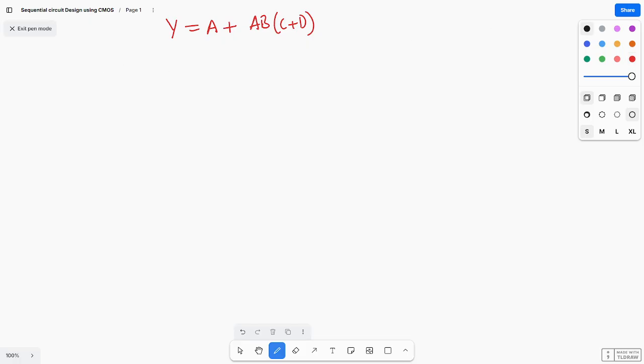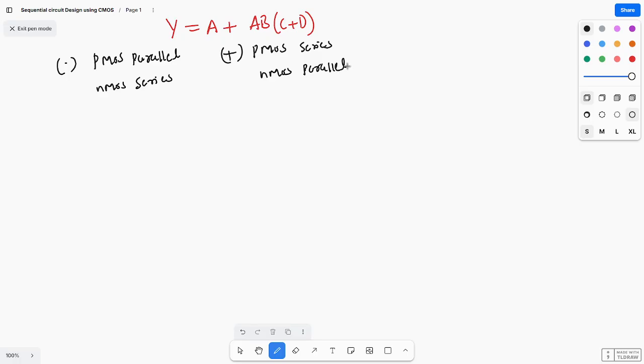So you know that for AND operation, PMOS will be parallel or series? Parallel. And NMOS will be series. Okay, and next for OR operation, PMOS will be series and NMOS will be parallel.